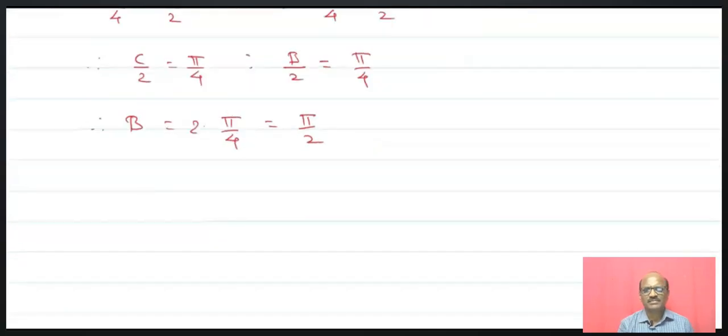Now we'll see the next example. Hence it is proved. P is equal to pi by 2.